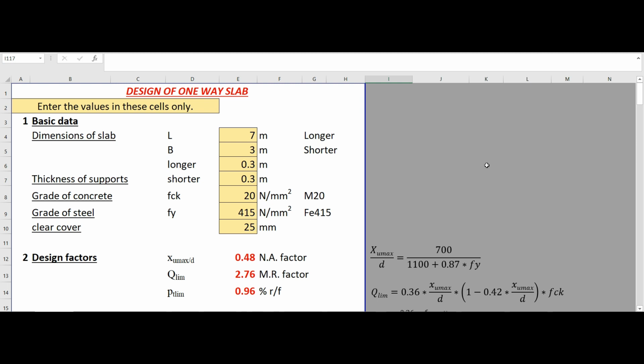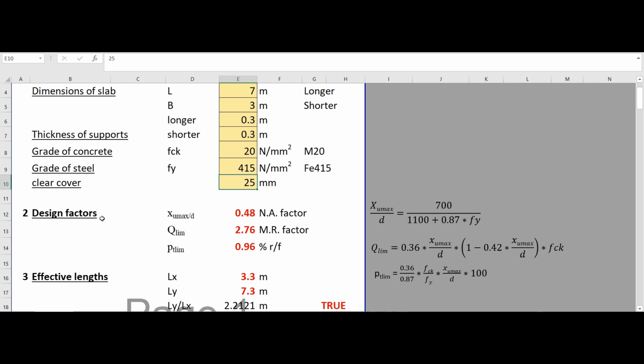So now I will show you how to prepare a generalized Excel sheet for the design of simply supported one-way slabs. Let's say we want to design a slab for a room having clear dimensions of 7 meter by 3 meter and a support thickness of 300 mm, and we want to design the slab of M20 grade concrete and Fe415 grade steel with a clear cover of 25 mm.